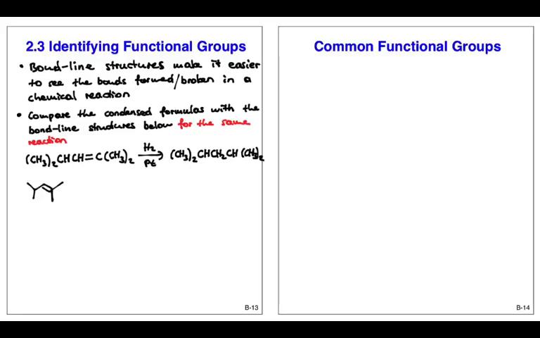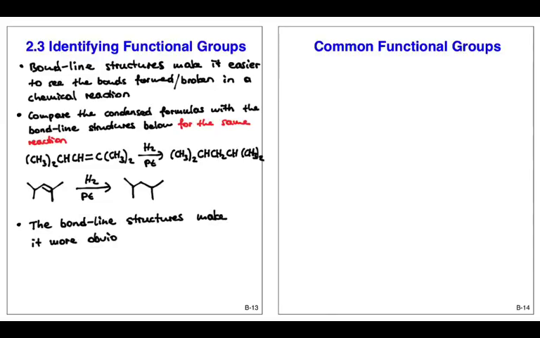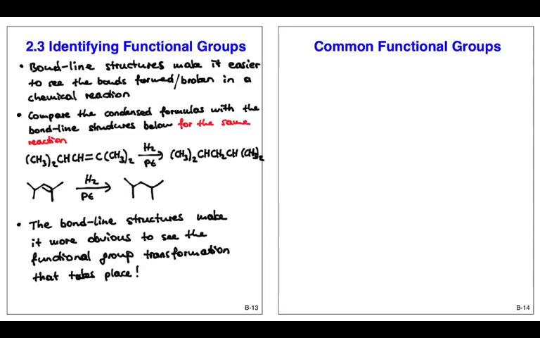Now if we show the same reaction in line draw format, you immediately see that this double bond gets hydrogenated. And so essentially bond line structures make it much easier to see functional group transformation. Functional group transformation means we have a group of atoms, for example a double bond, which gets removed in the product, or gets changed in the product.